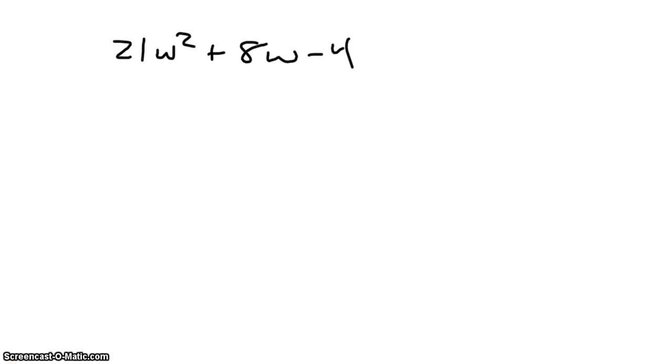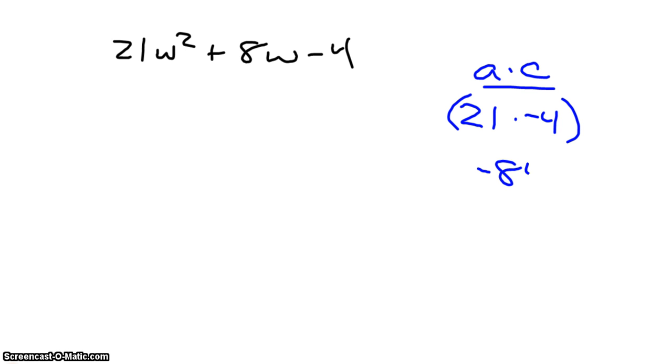Multiply your A times your C. A is 21, right? And C is -4. What is 21 times -4? -84. Good. Okay, so we've got -84. So it's a negative. And we need to know the factors of -84 that could become 8 when you add or subtract. It's a -84, so it must be we subtract the factors and we get 8.